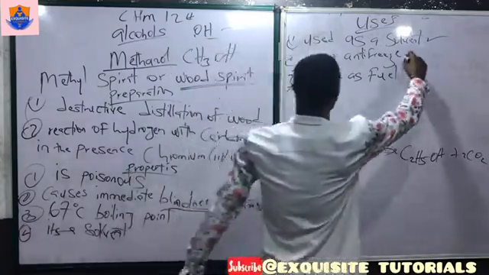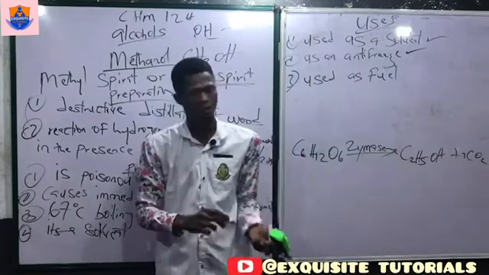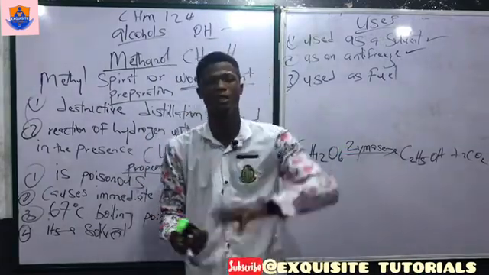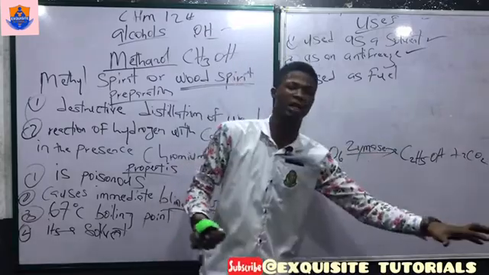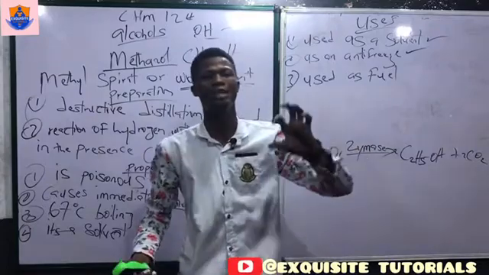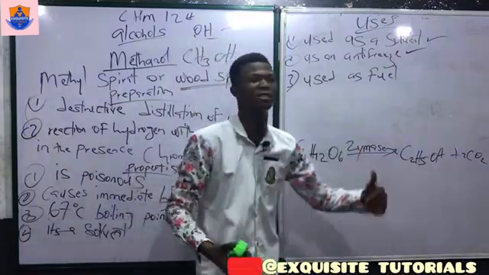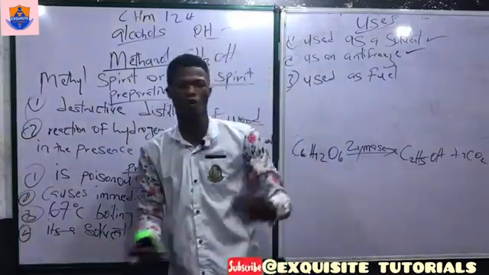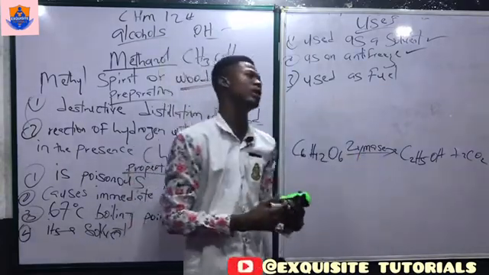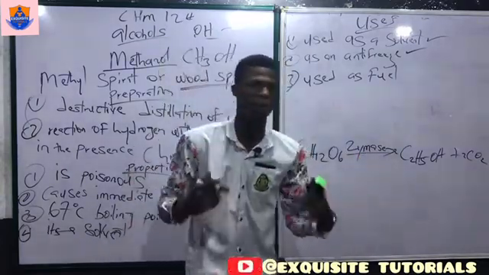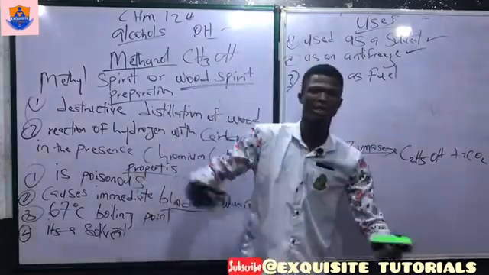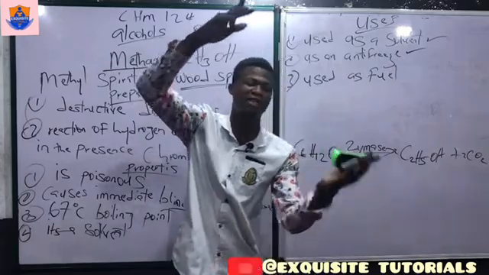Now let's talk about the number 2 use of methanol as an antifreeze. Now, when we talk about an antifreeze, what's an antifreeze? An antifreeze are substances or liquid or solvents that are used to maintain or regulate the temperature of a solvent. Now let's say, for example, your car. You are traveling for a very far distance and you are going to travel for like 10 hours.